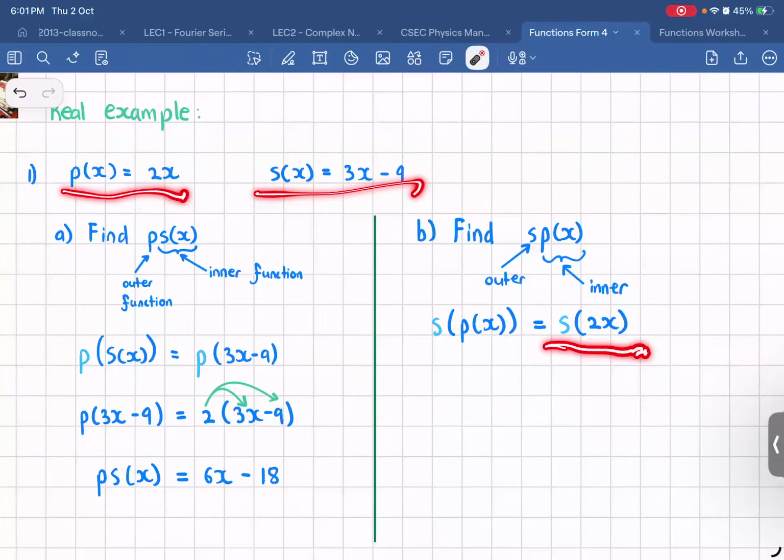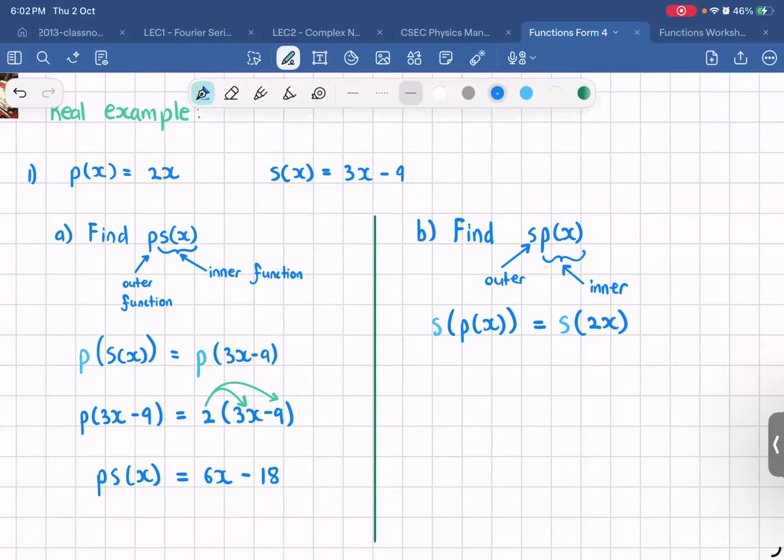I'm going to use S of x because we're seeing S of 2x. So anywhere I see x in this function, I'm going to replace x with what? 2x, right? Because instead of x being inside here, now we have 2x inside there. So that's all we're gonna do. It's gonna be S of 2x, and that's going to be 3, and instead of writing 3x, I'm going to write 3 open bracket 2x, minus 9.